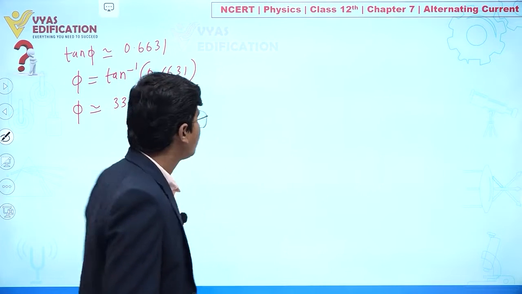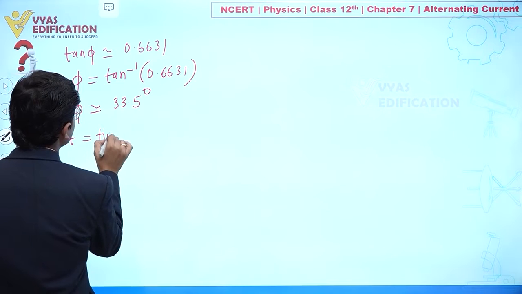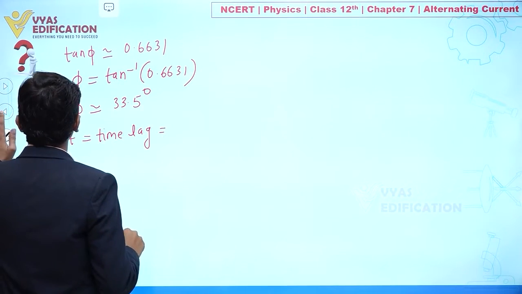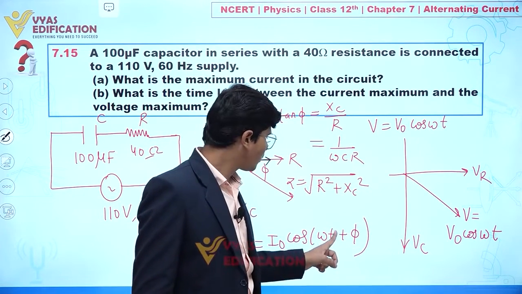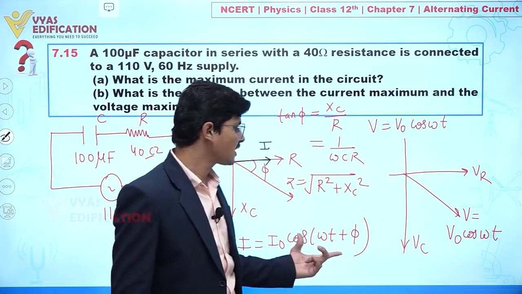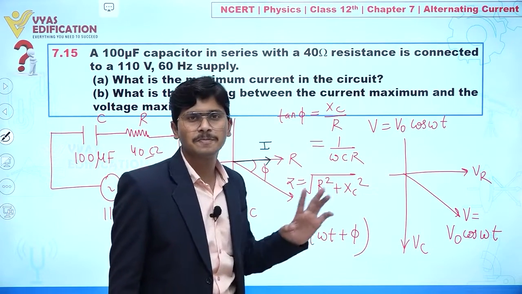Clear? So from here we can find the time lag, or delta t. Time lag is what? Listen carefully. Time lag is actually given by this one. Now suppose I put the value of t equal to minus 5 by omega. At that time we get the maximum value of current, or we get this angle 0. Clear?